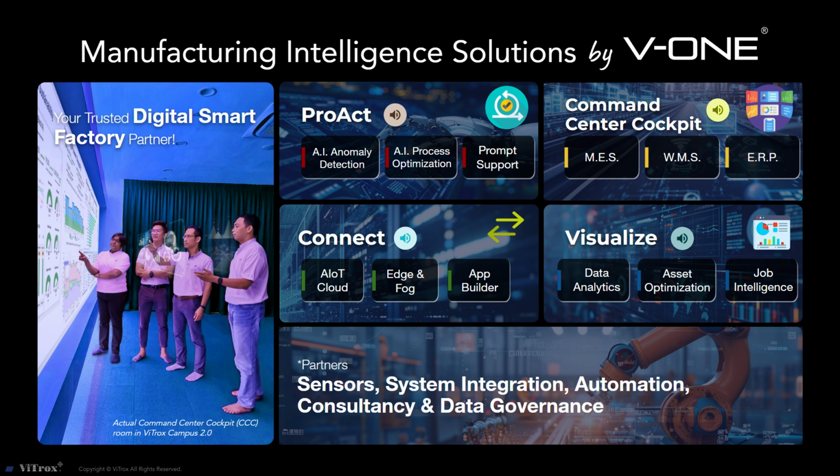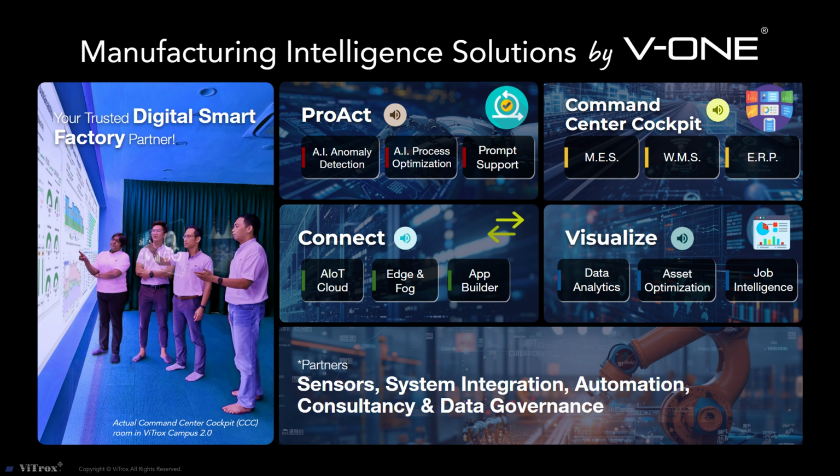streamlining your manufacturing processes. And one thing that's super cool about V1 is that it's structured like a menu with segments like Connect, Visualize, Proact, and Command Center Cockpit. It's a really smart approach, giving you the flexibility to choose the features you need and integrate V1 at your own pace. Yeah, that menu approach is great.